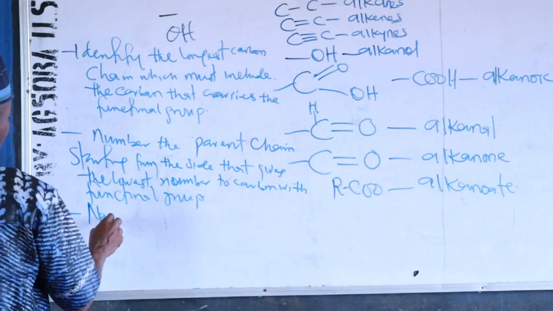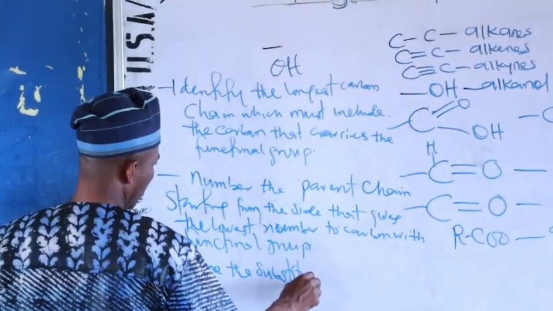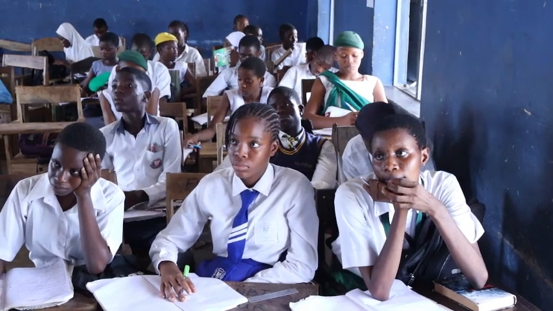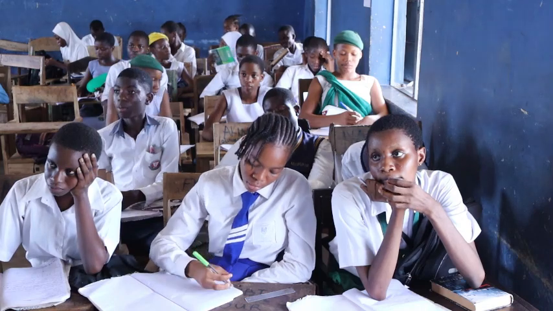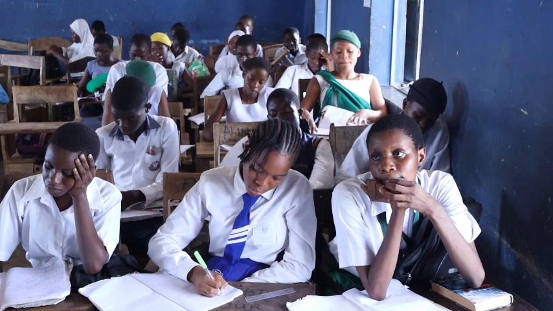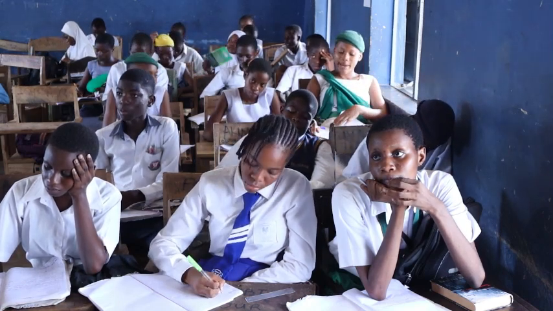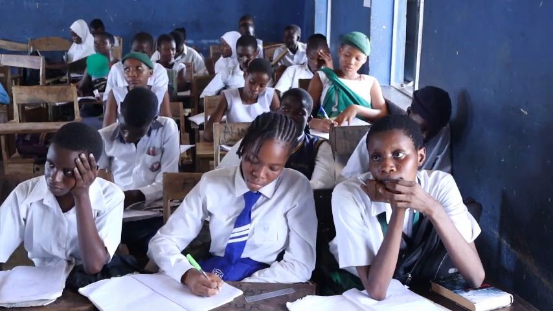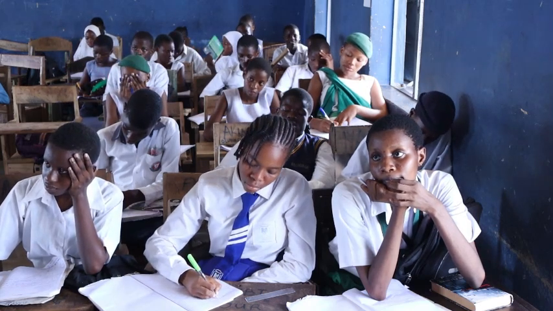Name the substituent. So what we call substituents are alkyl group or halogen. Now when you say substituent, what is attached to the parent chain that is not hydrogen is referred to as the substituent, and it is usually alkyl group or halogen.